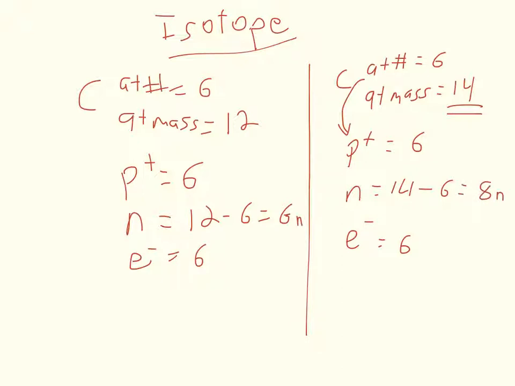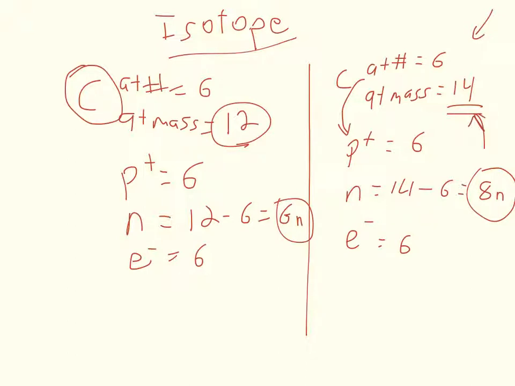And so it is usually likely that you can have carbon that has 6 neutrons. That's the most common form. That's why on the periodic table they give the mass as 12. But it is also possible to have carbon that has 8 neutrons that would give it a mass of 14. And so when you have isotopes, that's what's going on.